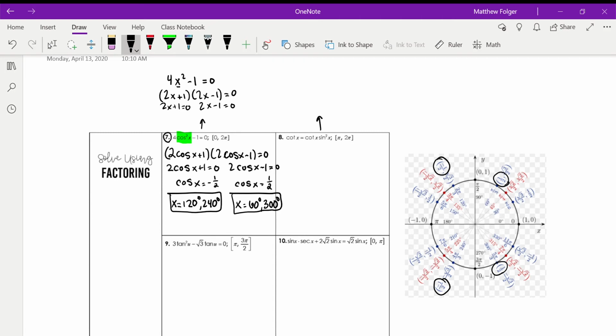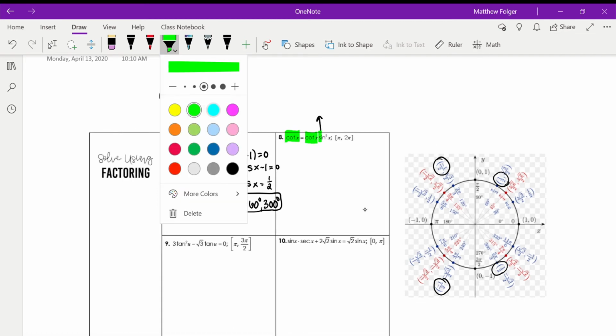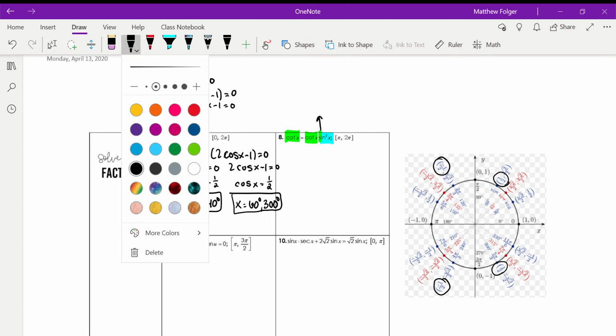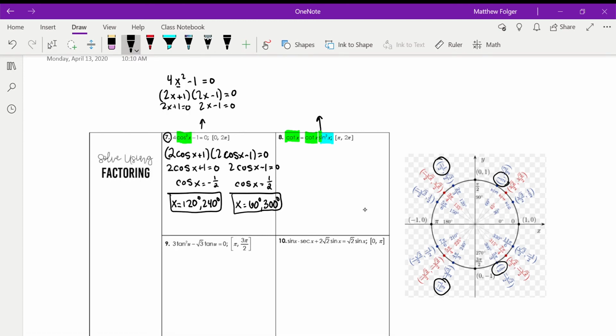Okay, so again, we want to think of each trig function as a variable. The difference with this one is we have cotangent x, but we also have a second trig function here. We have sine squared x. We also have sine squared x. So you can think of those as 2 different variables. So let's write that up here. Let's call cotangent x x. But let's call sine y then, just to have 2 different things.